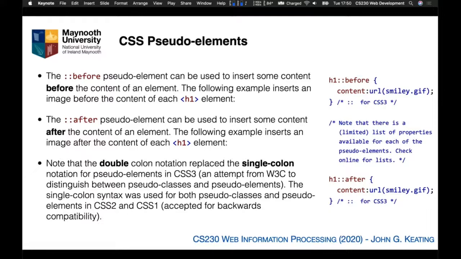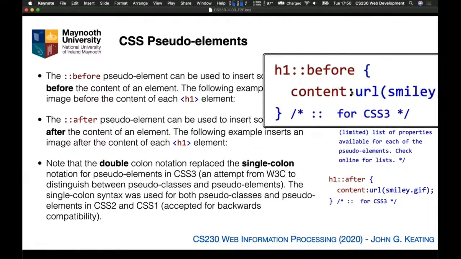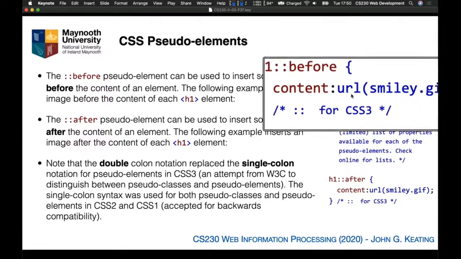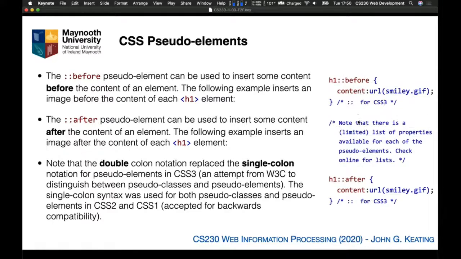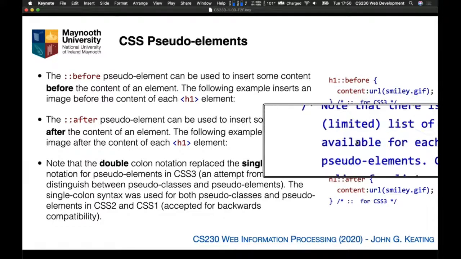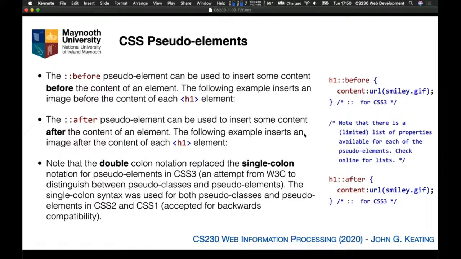Okay, so two pseudo elements that I really like playing with are the before and after pseudo elements. So they can be used to insert content before the content of the element. Okay, so the following example inserts an image before the content of each H1 element. So for example, with every H1, I can always add in a smiley face before one. And there's a list of properties available for all those pseudo elements. You can check the online lists.